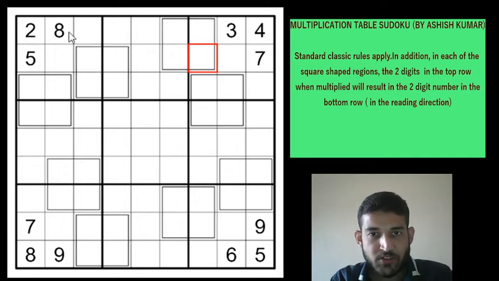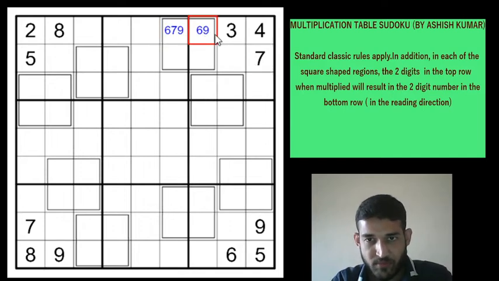Now it makes sense to focus a little bit on row 1 because there are 4 givens already, right? And 1 and 5 cannot be in the top row because of what I said just now. So these two digits can only be 6, 7, 9 or 6 and 9. 7 is not possible, right?